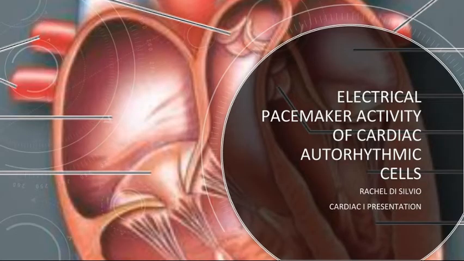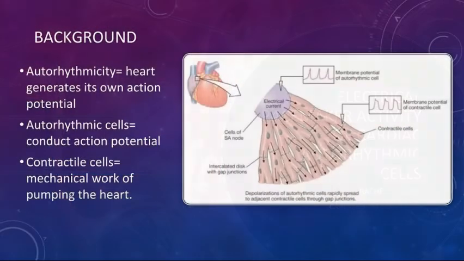Hi, I'm Rachel de Silvio, and I'm going to talk to you today about the electrical pacemaker activity of cardiac autorhythmic cells. Autorhythmicity is a term that describes that the action potentials that the heart generates are by itself, without nerve stimulation, causing the heart to contract rhythmically.